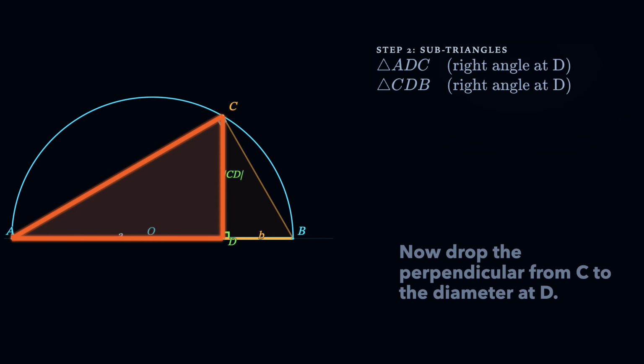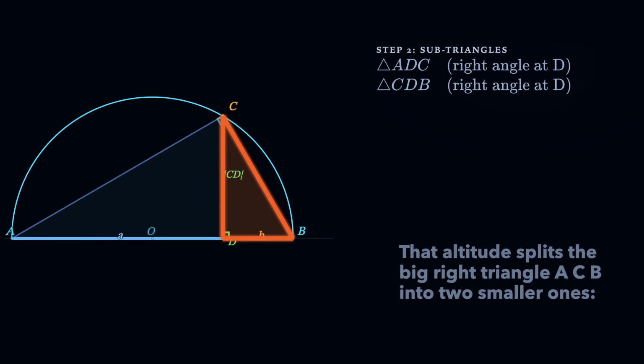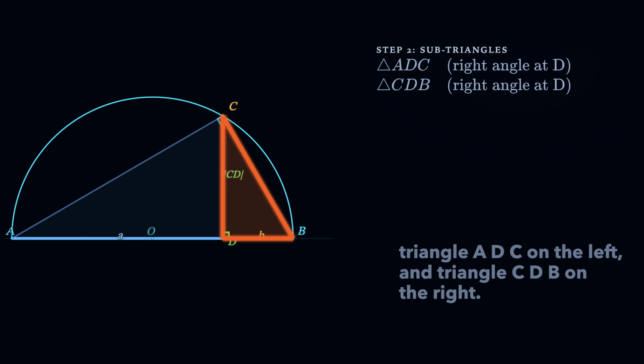Now drop the perpendicular from C to the diameter at D. That altitude splits the big right triangle ACB into two smaller ones, triangle ADC on the left and triangle CDB on the right. Both have a right angle at D.